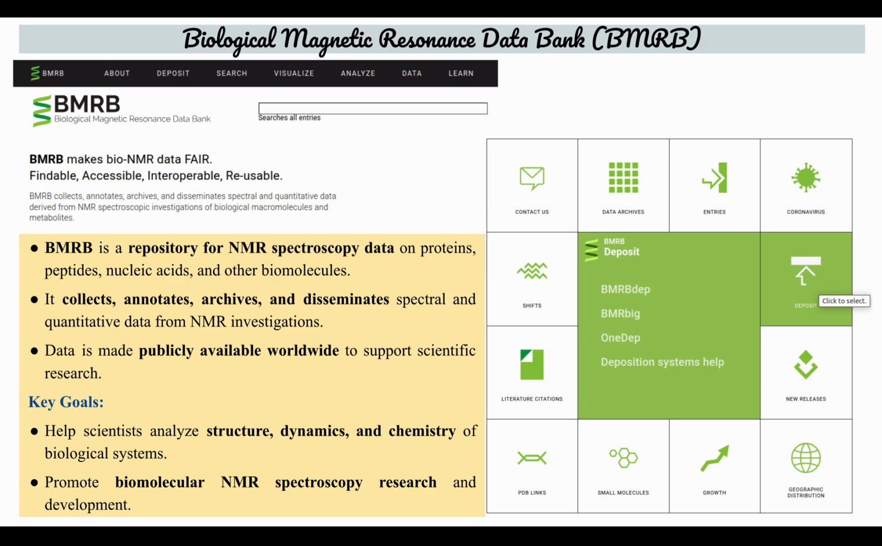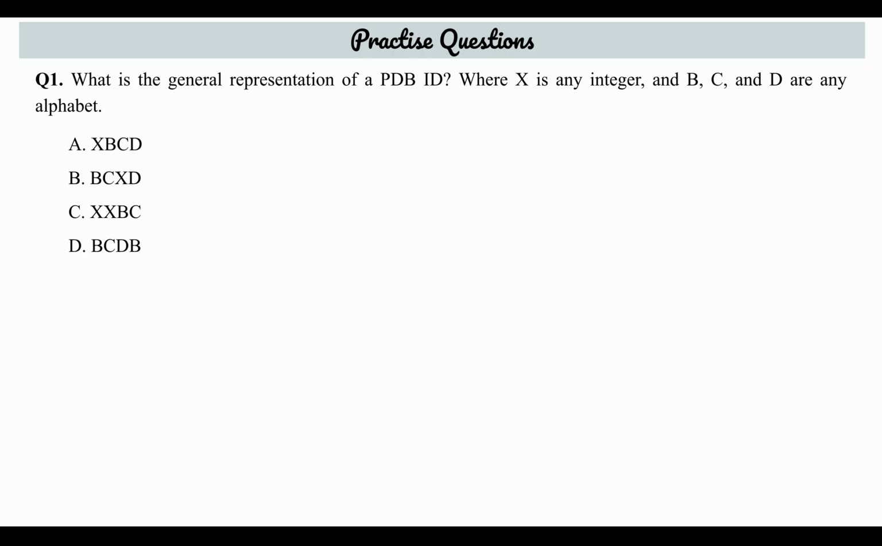Now after completing all these, we'll proceed to these MCQs. We'll discuss them one by one and see what the right option is. The first question is, what is the journal representation of a PDB ID where X is any integer and BCD are any alphabet? Option A is XBCD, option B is BCXD, option C is XXBC, and option D is BCDB. You have to tell which one is the journal representation of the PDB ID. I'll give you some time and then we'll discuss the answer.